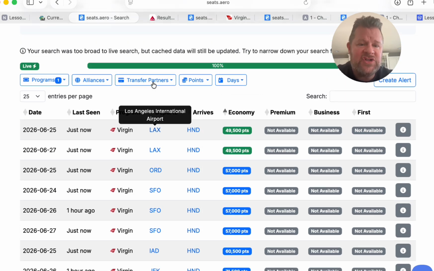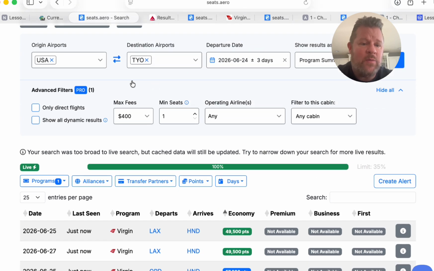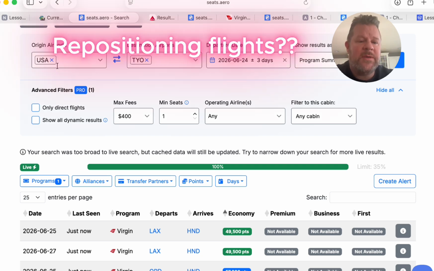So I typed in Virgin, and the search parameters that I made were USA to Tokyo. That seems probably pretty wild, right? Sometimes I like to do this because if you just type in USA, it shows you the best redemption option, regardless of where you'd be flying out of. And that's not going to work for everybody, but a lot of people use what's called repositioning flights.